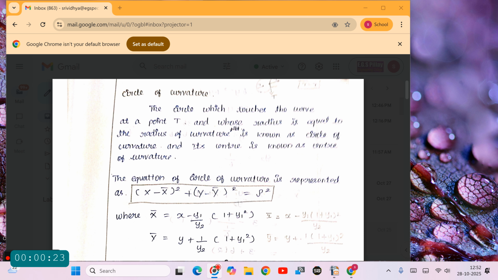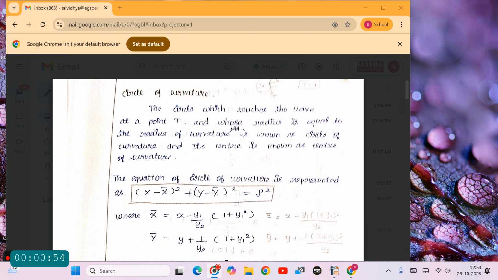Engineering Mathematics 1, 2301 MA 104. In this unit, differential calculus, we are going to see the topic circle of curvature. We can define a circle of curvature in such a way that the circle which touches the curve at a point T and whose radius is equal to the radius of curvature is known as the circle of curvature, and its center is known as the center of curvature.